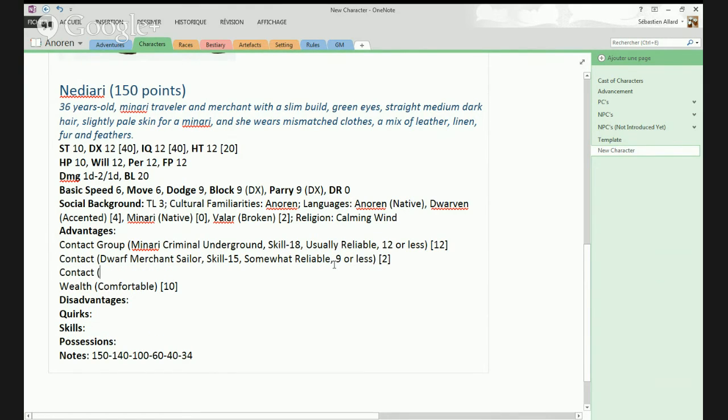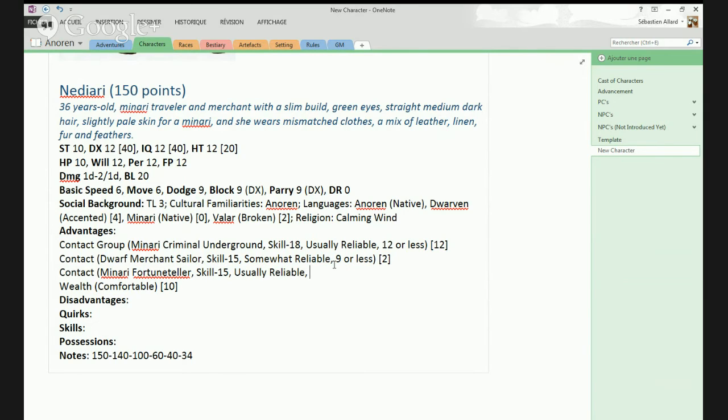Another contact will be a Minari fortuneteller. Yeah, I'm going to give her this fortuneteller contact. I want her to be quite competent, and I want her to be usually reliable. There's a little sentence in the contact advantage that says that you add 1 point to the base cost if the character can access information using supernatural talents, like fortune telling, for example. So that gives my character here a +1 on the cost.